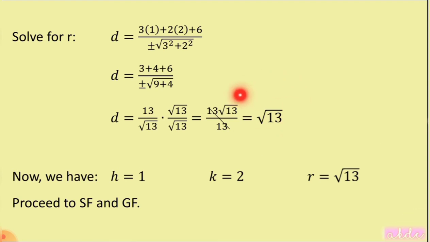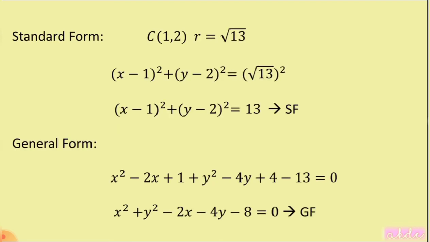So this will be our radius. So we have now h, k, and r. So proceed to standard form and general form. So our center is 1, 2, and our radius is square root of 13. So x minus h, which is 1, squared plus y minus k, which is 2, squared equals square root of 13 squared. Then x minus 1 squared plus y minus 2 squared equals square root of 13 times square root of 13 is 13.